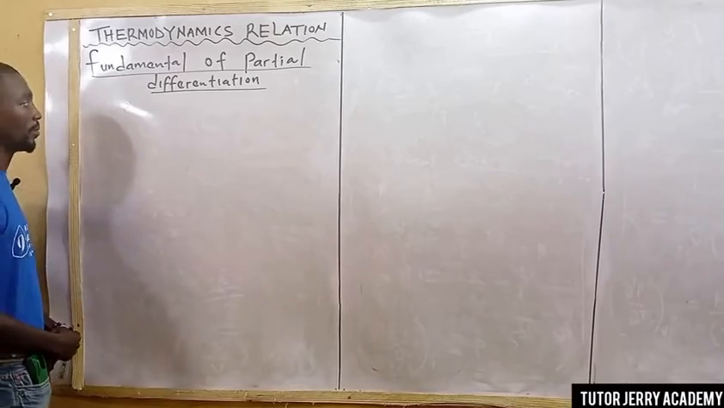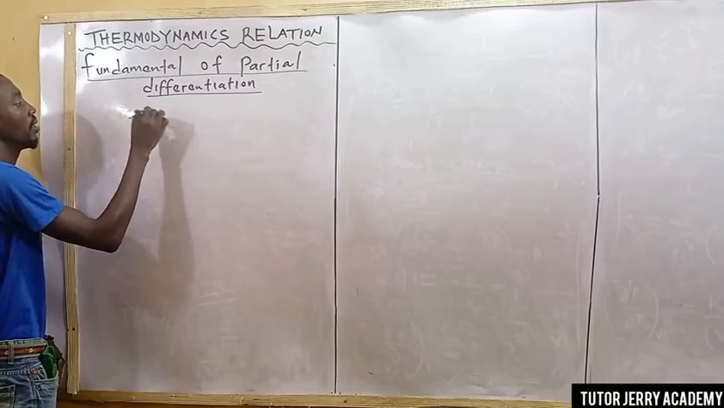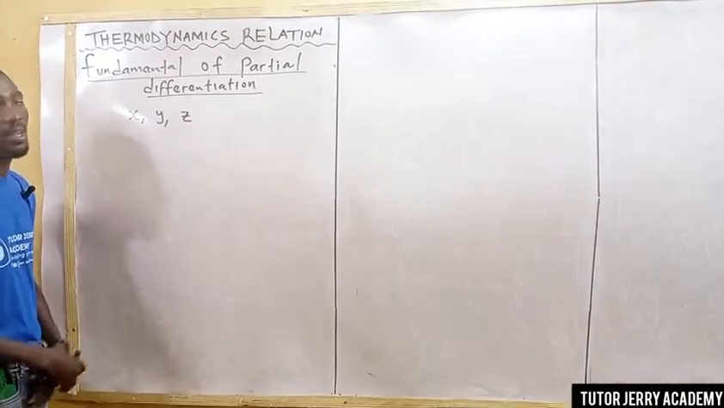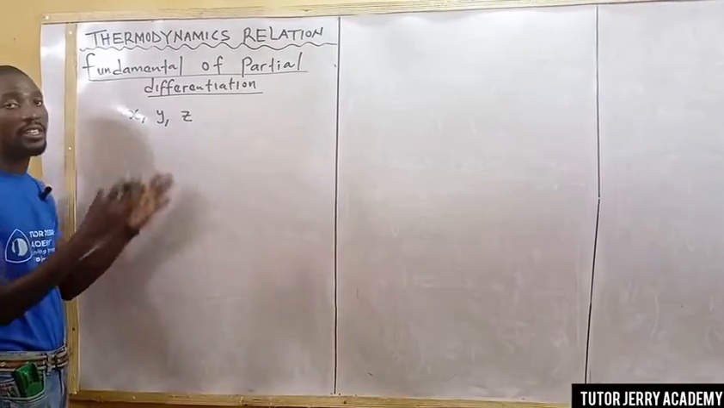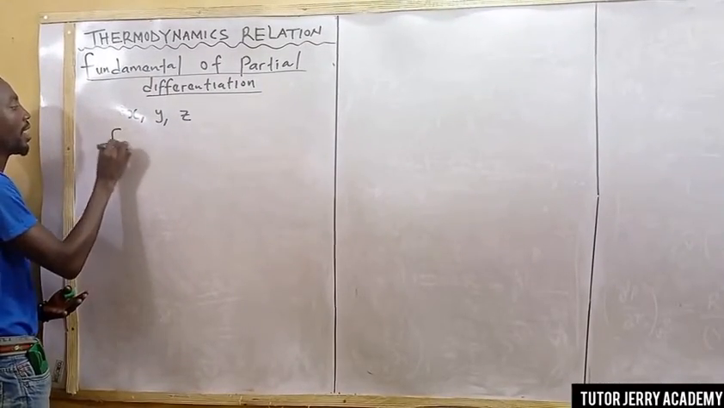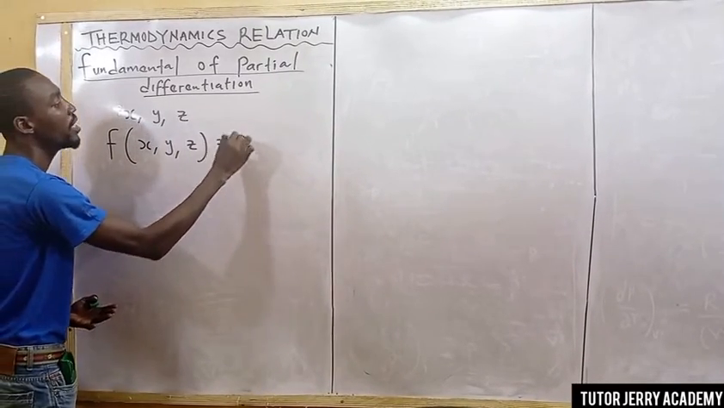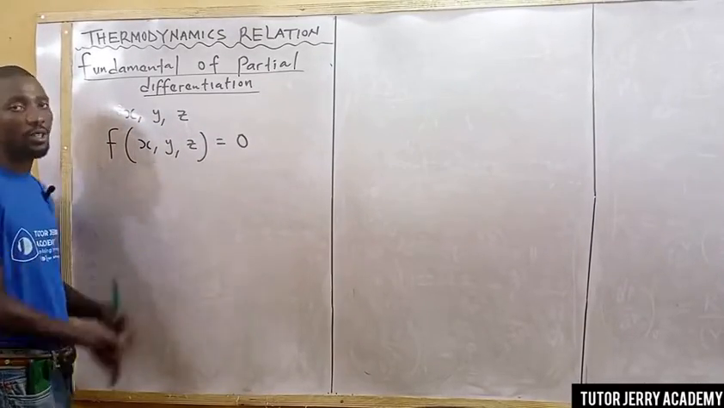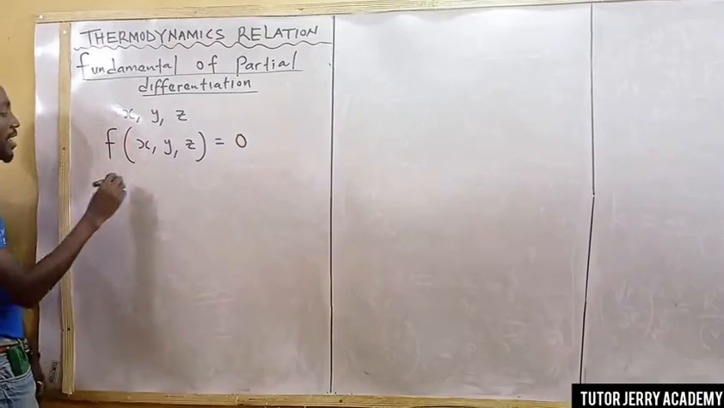We are going to assume we have three variables, which are x, y, and z. Now, if we are to write the functional relationship between these three variables, this is how we are going to write it: F of x, y, z equals 0. So this is going to be the functional relationship between these three variables.